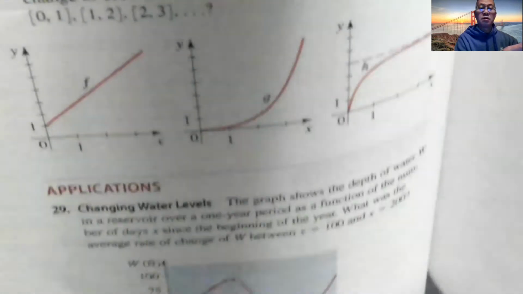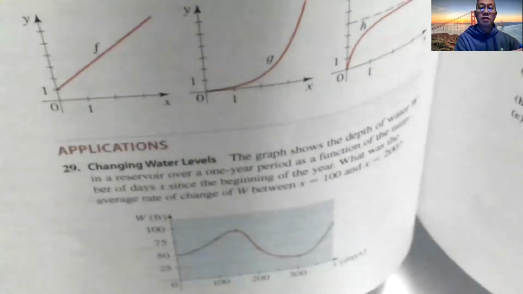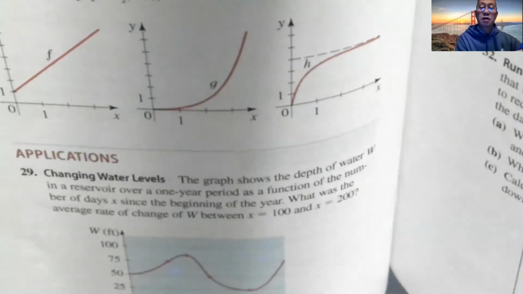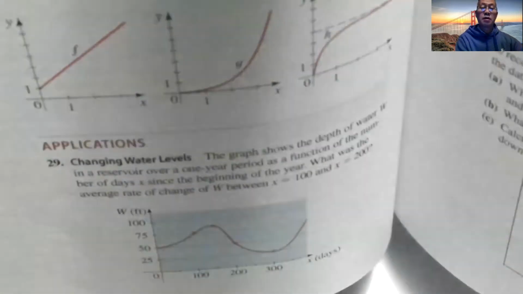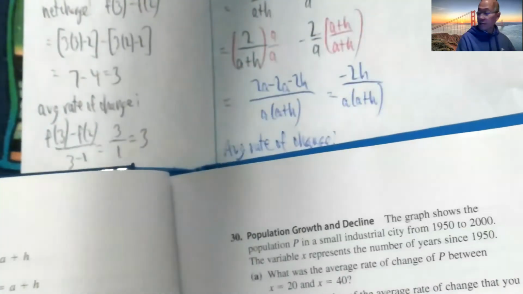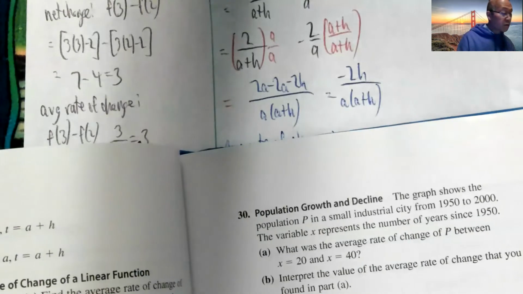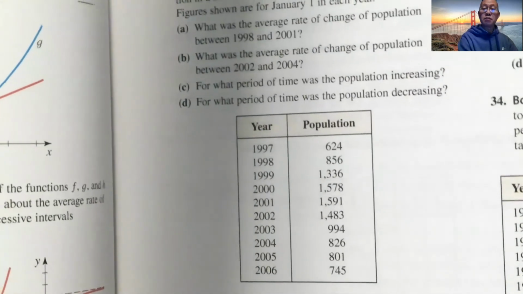And problem 29. Let's see, it says x equals 100 and x equals 200 there. And what do we have to go up to? 31. Yeah, 31. There's a questions and there's a population table. Okay.